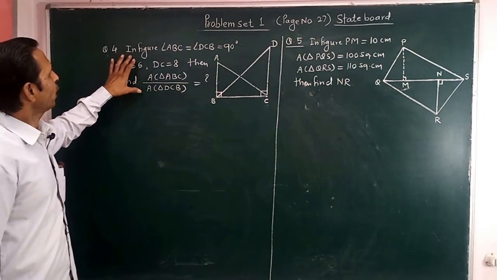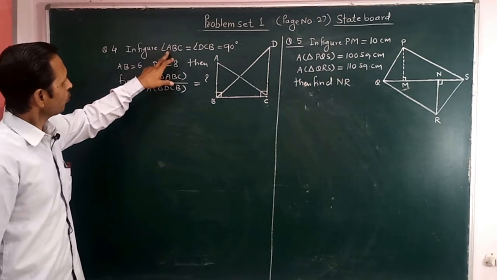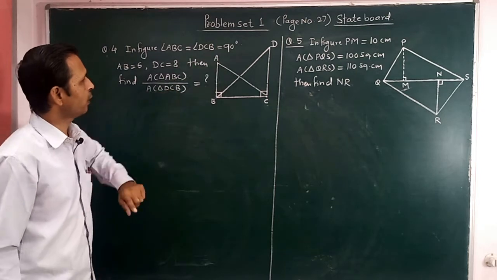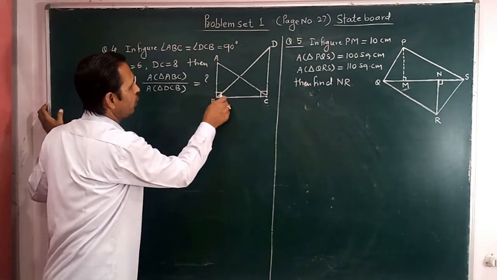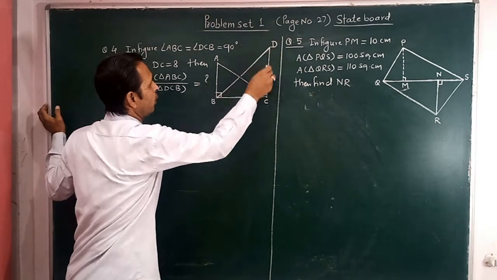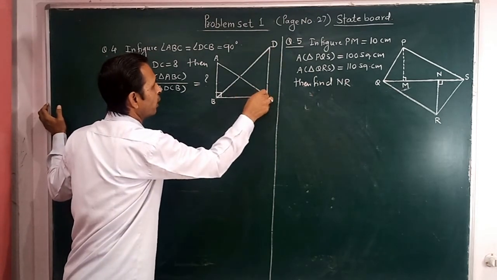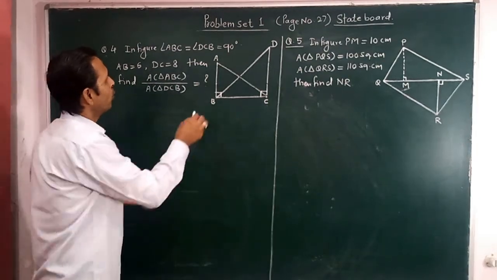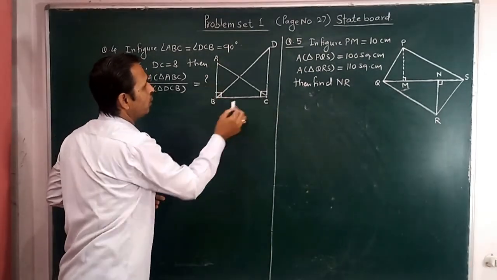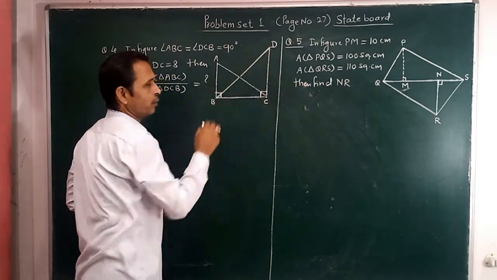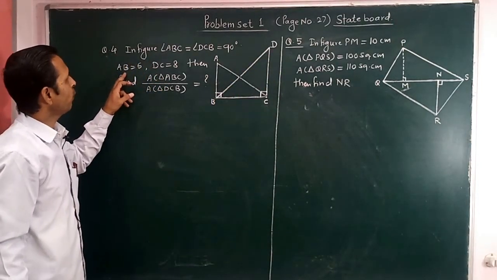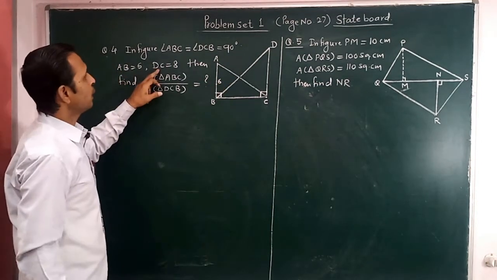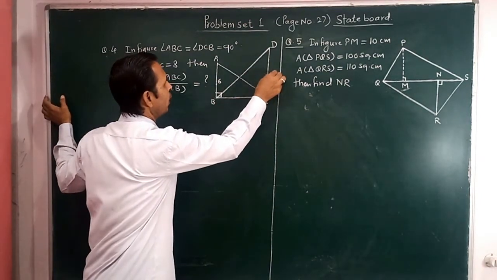In this example we are given in this figure angle ABC is equal to angle DCB is equal to 90 degrees. Angle ABC and angle DCB, these two angles are 90 degrees, meaning two triangles are given. One of the triangles is ABC and another triangle is BCD. We are given some values. AB is equal to 6, this value is 6. DC is equal to 8, DC is 8.